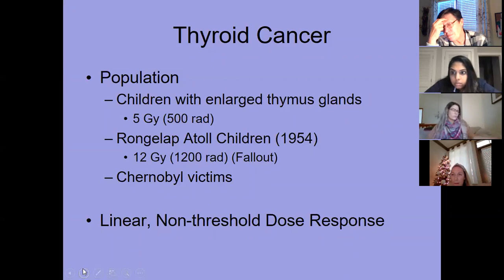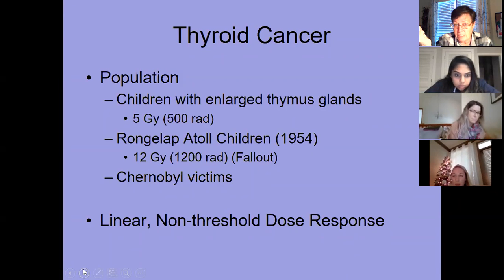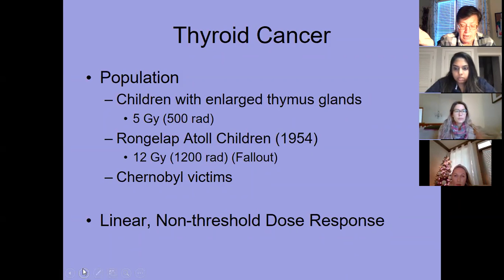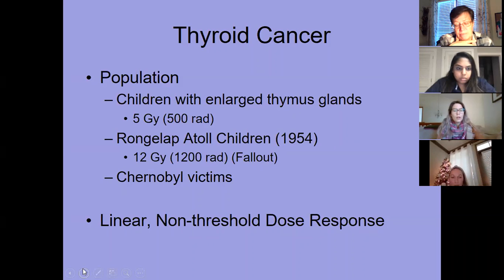I think it was Haley that talked about the Marshall Islands and the radiation exposure from nuclear testing. Well, those children who received approximately 12 gray from fallout from nuclear testing also ended up with thyroid cancer. And then, of course, the Chernobyl victims and the Chernobyl nuclear power plant accident, where the fallout was spread over Europe. The fallout fell to the ground, the cows ate the grass, gave the milk, people drank the milk, so children were affected there as well.